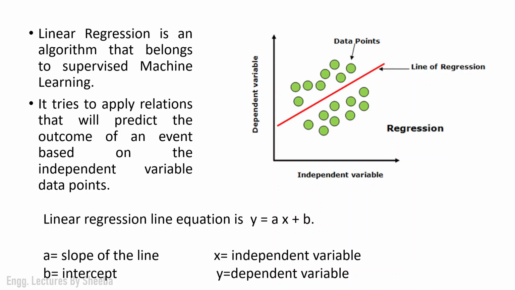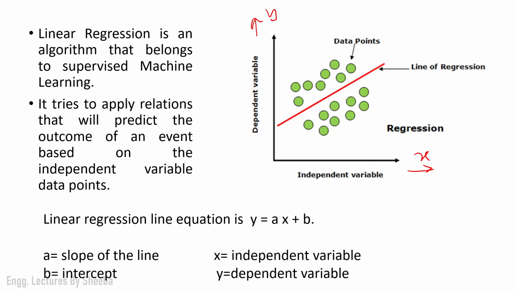So here we can see these are the data points, the green colored data points. Here this one is the x-axis and this is the y-axis. So this is y, this is x. So x is the independent variable, y is the dependent variable. Based on these data points, you can see here x and y, there is a linear relationship between the independent variable and the dependent variable.